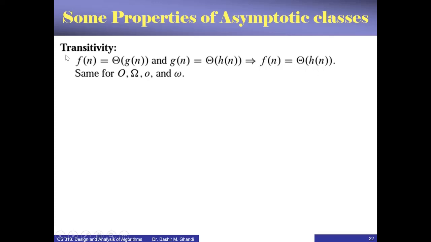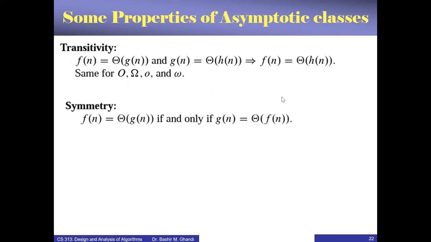Now the transitivity property holds actually not only for theta, but for all the other notations as well. Big O, big omega, little o, and little omega. If you take big O, for example, remember the way to relate the big O, we just say less than. So if Fn is less than Gn and Gn is less than Hn, definitely Fn will be less than Hn, and so on and so forth. So this is true for all of them.